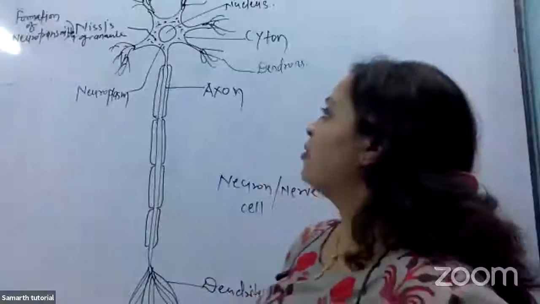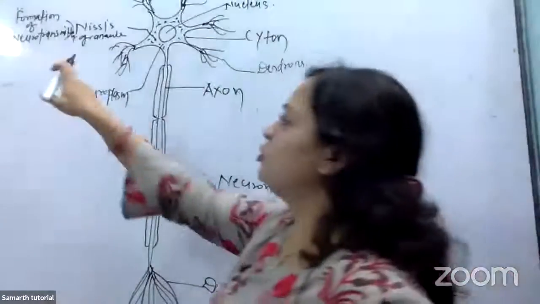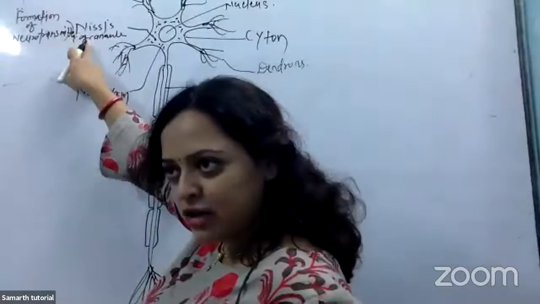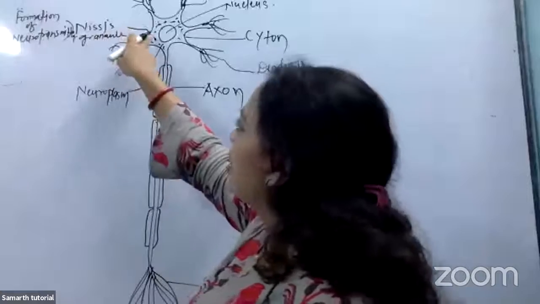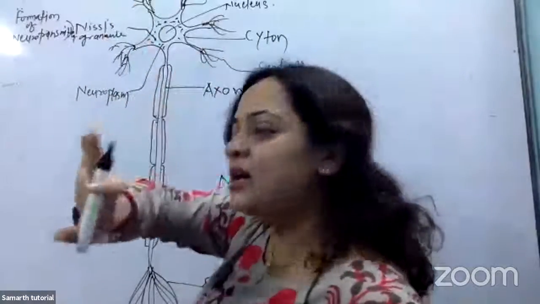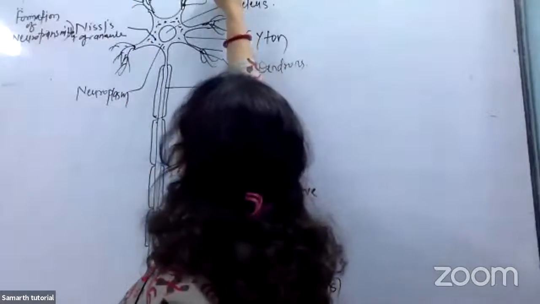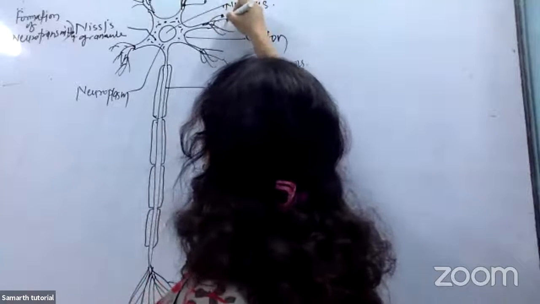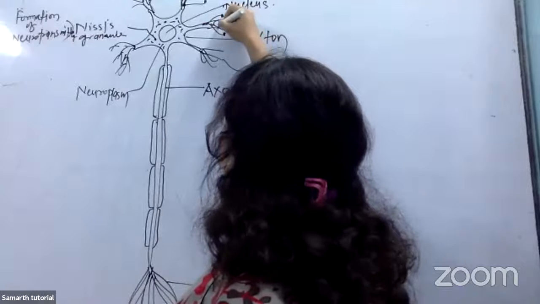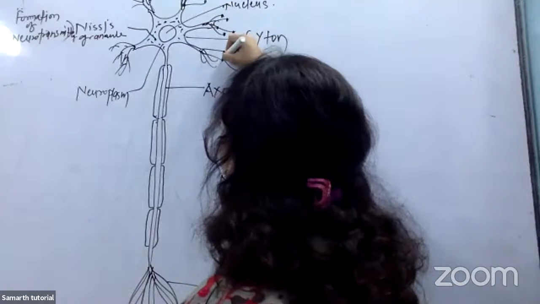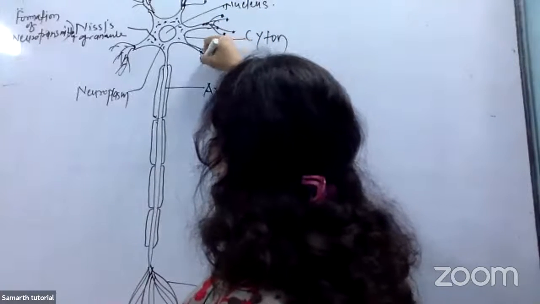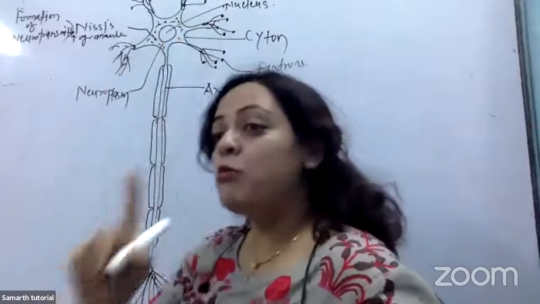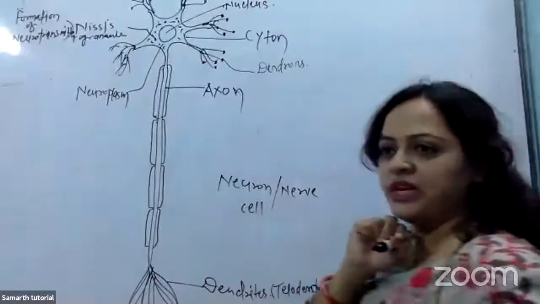Okay. Now, where are these neurotransmitters secreted? Neurotransmitters are secreted by the Nissl's granules, and Nissl's granules, along with the neuroplasm, are also present at the ends of the dendrites. Understood? Now, why are they present at the ends of the dendrites?